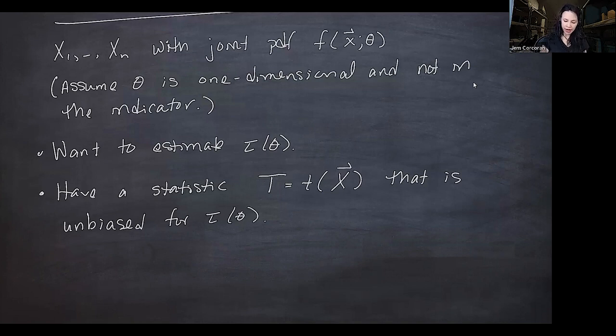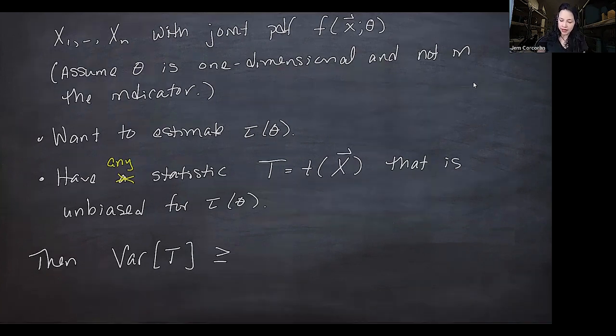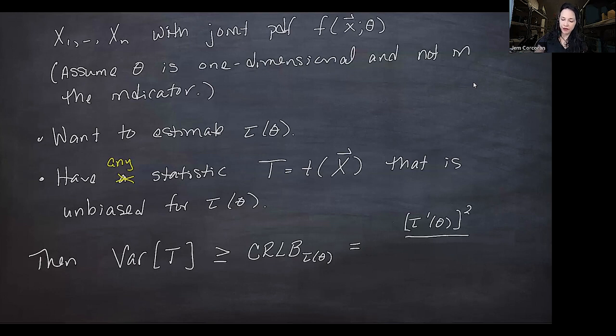So the Cramér-Rao lower bound says that the variance of T, and I did this last time as well, I want to change to have a statistic. It technically works, but I want to really emphasize any statistic. Every unbiased estimator of tau, the variance is bounded below by this thing that we're calling the CRLB for tau of theta. And we defined this last time as the derivative tau prime of theta squared over something called the Fisher information. I denoted that with an I_n of theta.